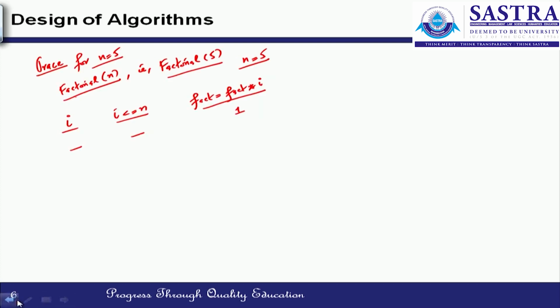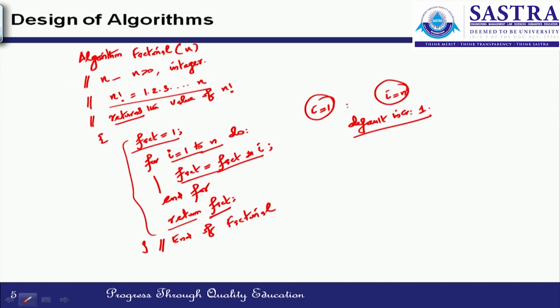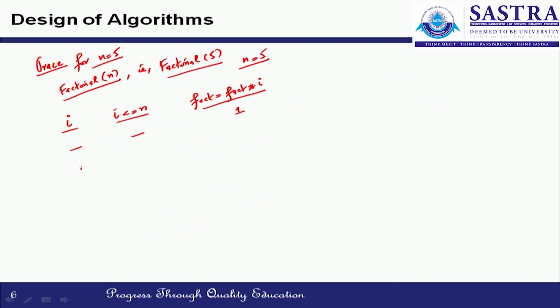Then when the control enters into the for loop, what happens? Initial value of I is 1. Next, it checks the condition if I is less than or equal to n. I is 1, 1 less than or equal to 5, condition is true. Now, the statement to be executed is fact is equal to fact star I, current fact is 1, 1 into 1, 1 is updated in the variable fact.